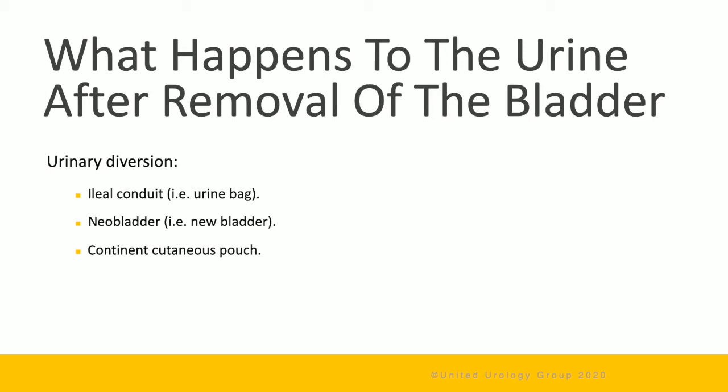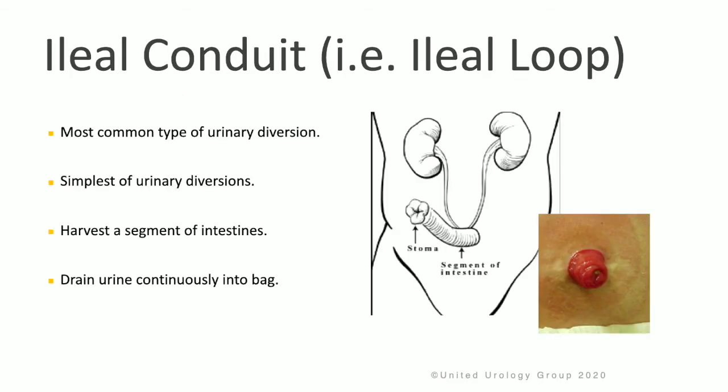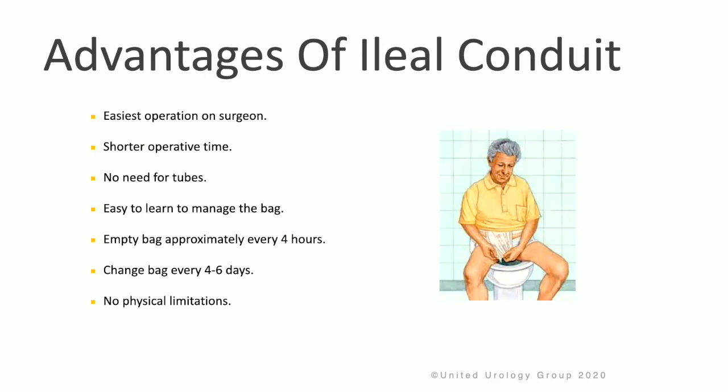After the bladder is removed, a urinary diversion procedure is performed. This involves the creation of an ileal conduit, a neobladder, or a continent cutaneous pouch. The ileal conduit or ileal loop is the most common type of urinary diversion. It's also the simplest. A segment of intestine is harvested by the surgeon, and it is constructed so the ureters then drain the urine into the conduit, and the urine is drained continuously into a bag that is attached to the abdominal wall.